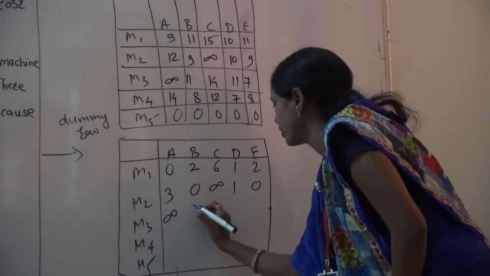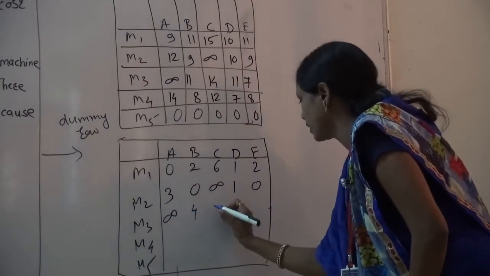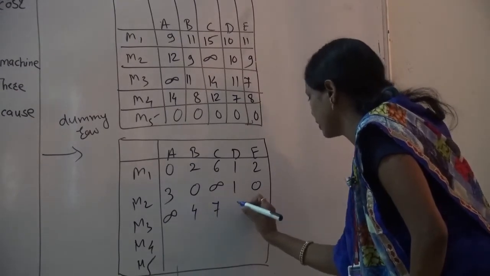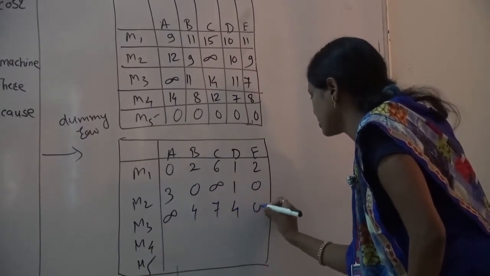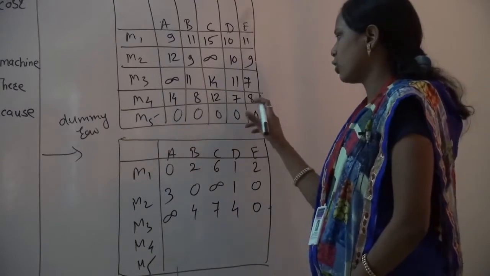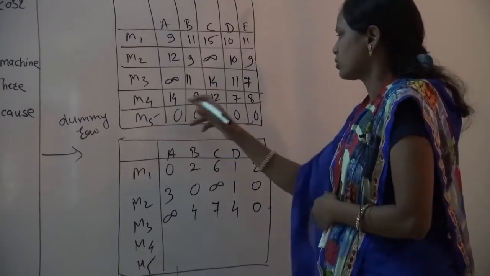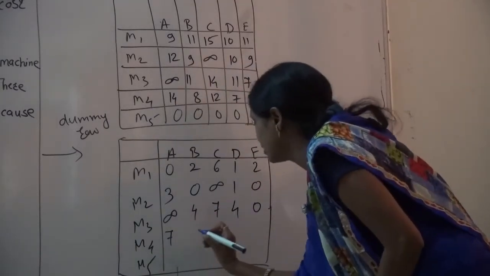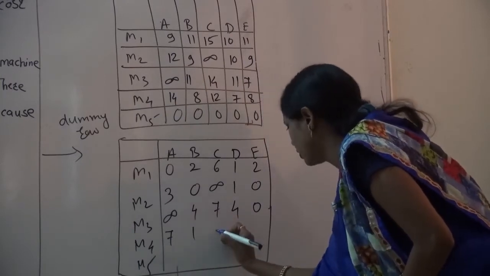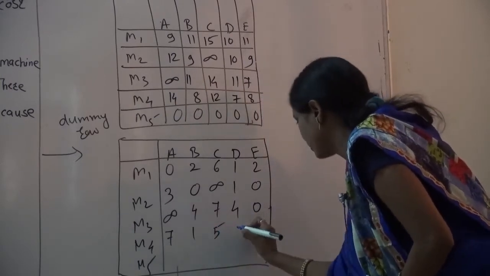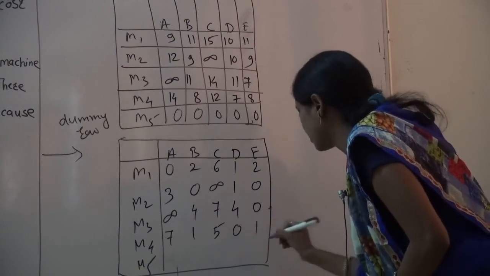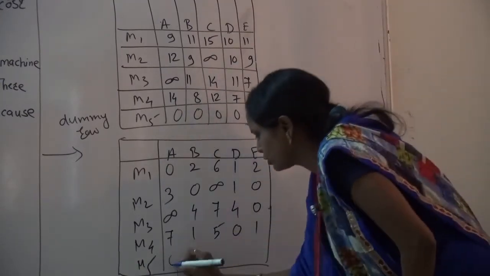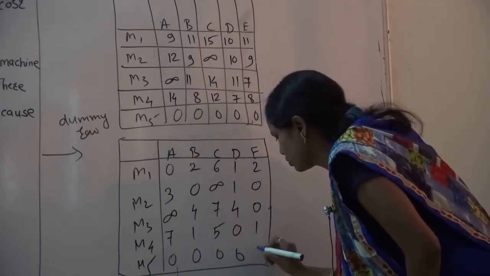11 minus 7, 4. 14 minus 7, 7. 11 minus 7, 4. 7 minus 7, 0. Next smallest element is the 7. So 14 minus 7 is the 7. 8 minus 7, 1. 12 minus 7, 5. 7 minus 7, 0. 8 minus 7, 1. And the last is 0, 0, 0, 0, 0.